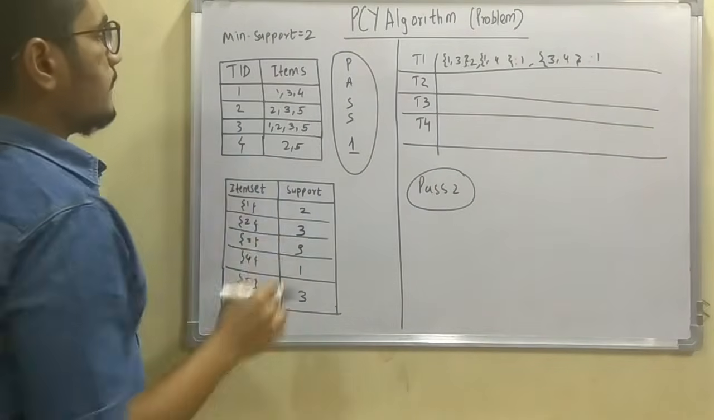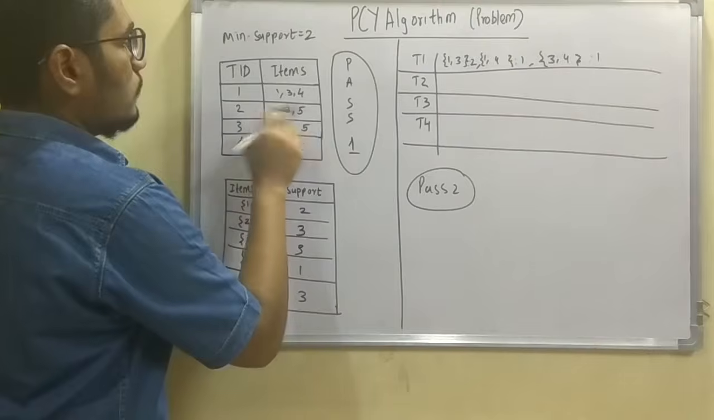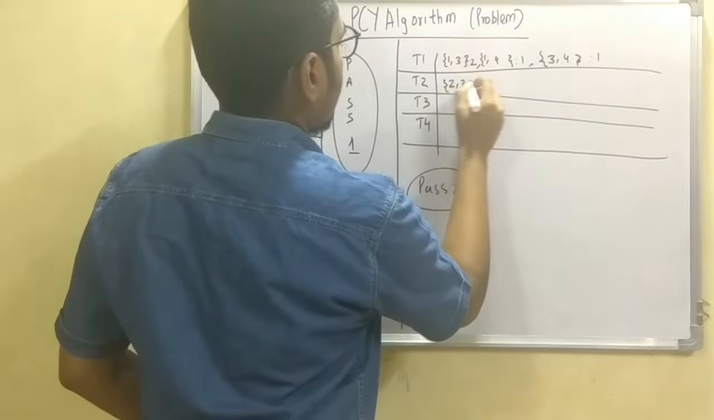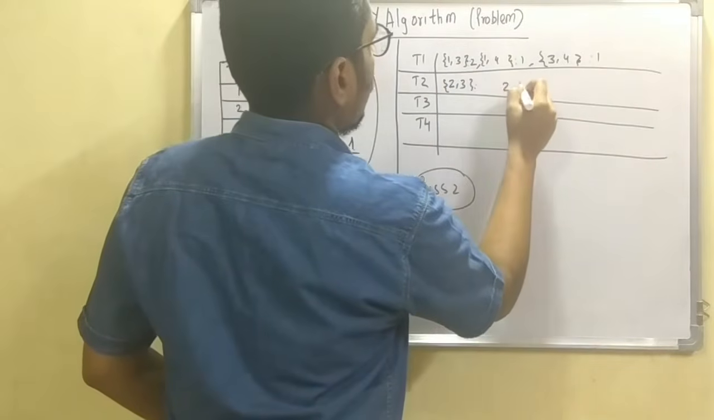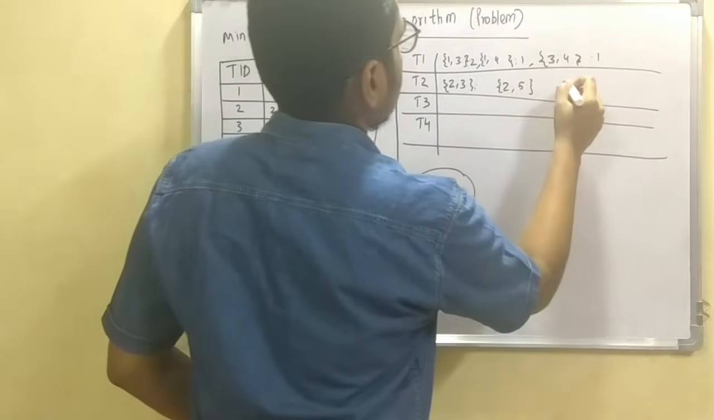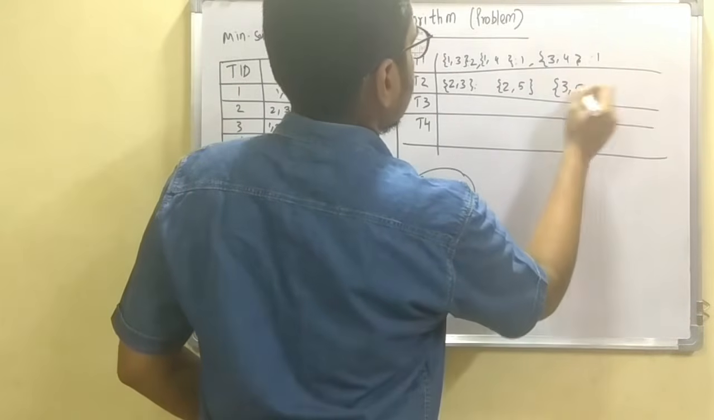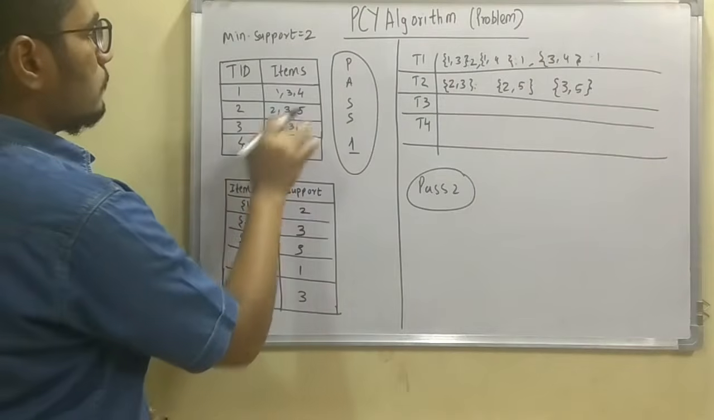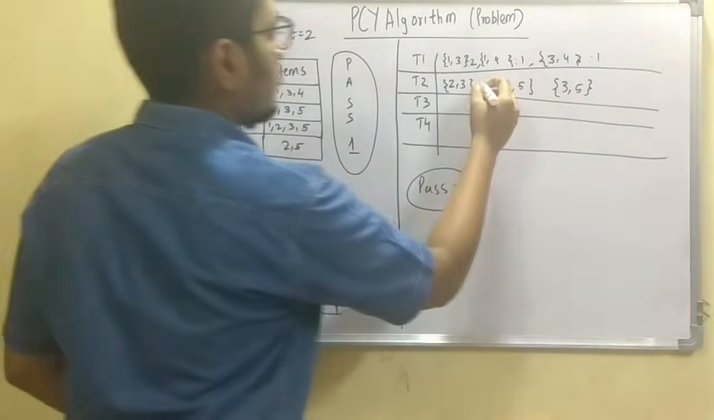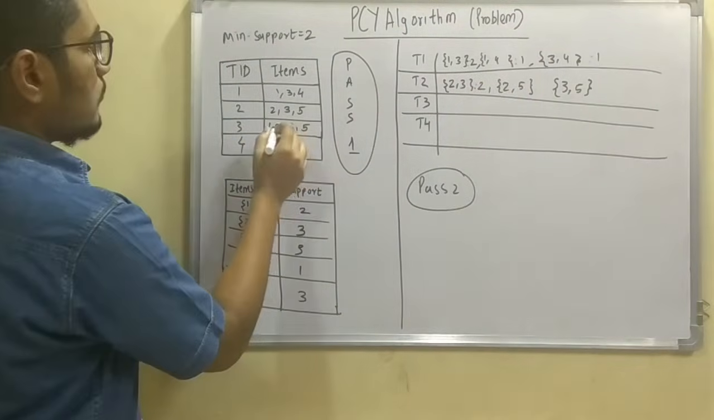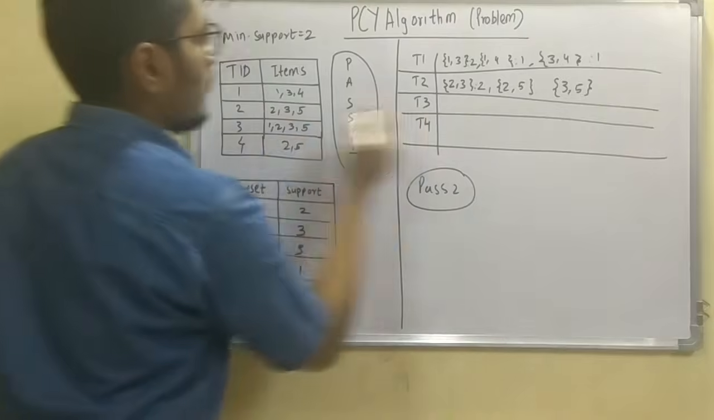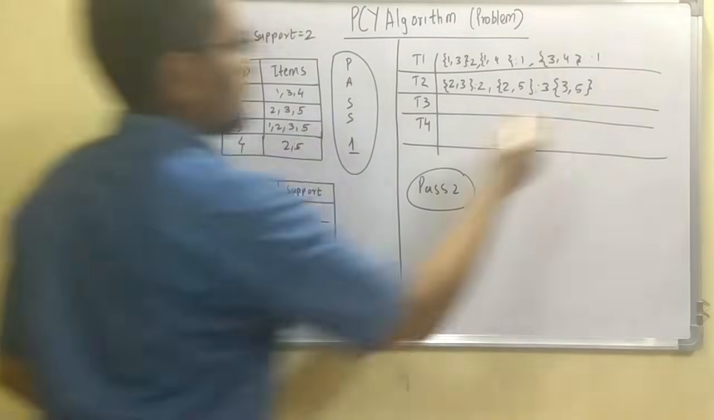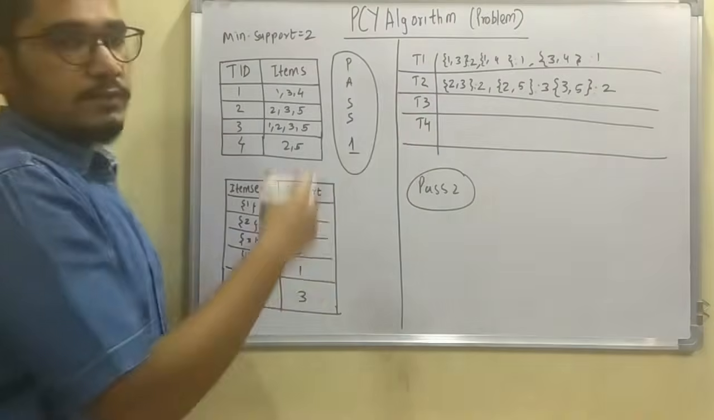Next we move to T2, that is 2 3, 2 5 and 3 5. 2 3 has occurred twice, 2 5 has occurred three times, and 3 5 has occurred twice. Likewise you have to fill this table.